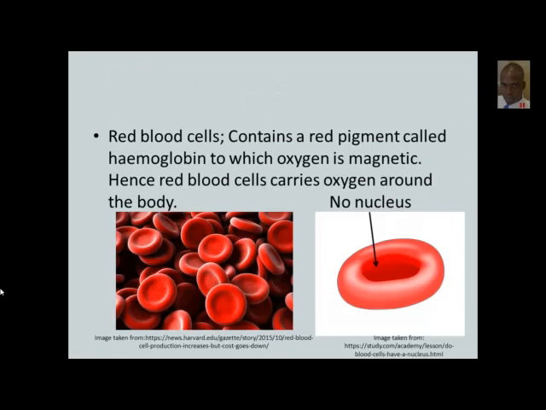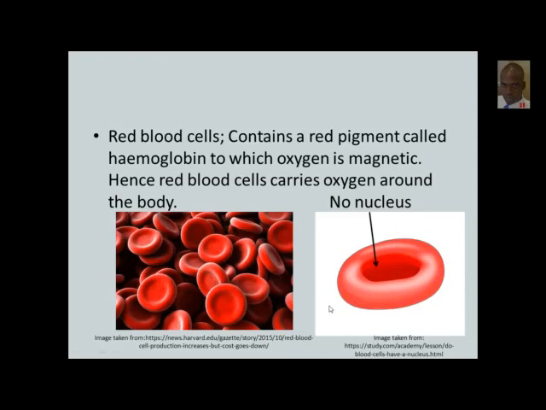Next one is the red blood cells. Now red blood cells contain a pigment called hemoglobin, to which oxygen is magnetic. Right, so hemoglobin is like a magnet to oxygen. Good. Hence, red blood cells carry oxygen around the body. Note also, red blood cells have another adaptation. They don't have any nucleus. So if you look at this image right here, you realize there is no nucleus. That's why they have that donut-looking shape. They have no nucleus in the middle of the cell.